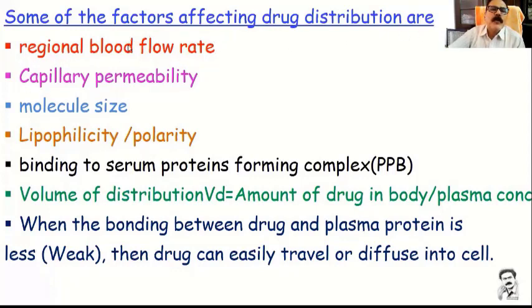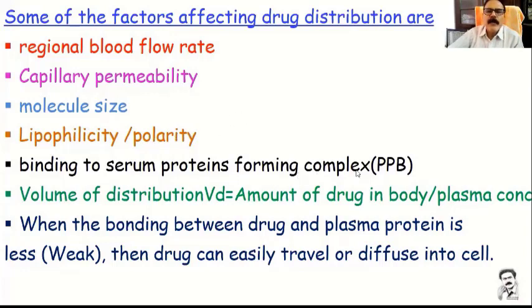The rate of blood flow is not similar. Some body organs get more blood, some get less. Where blood flow is more, the effect will be more. Then capillary permeability. The brain will not allow everything, but in the body there is leakage, loose junctions, so capillary permeability is more. The brain has tight junctions. Then molecule size: if the molecule size is small, it can flow more. And lipophilicity: those that are fat soluble can flow more. Polar molecules, those having positive and negative charges, cannot flow.